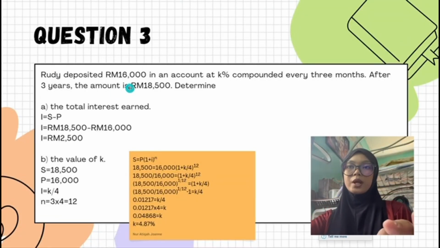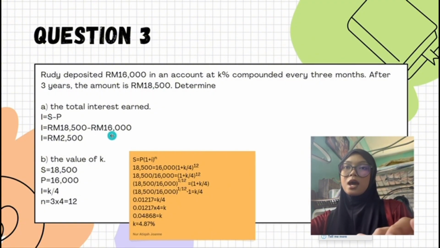So for question 3, Rudy deposits 16,000 in an account at k% compounded every 3 months. After 3 years, the amount is 18,500. Determine the total interest earned. So for the total interest earned, we can use this, which is I equals S minus P. So the future value we already know after 3 years, which is the amount is 18,500, and we will minus it with 16,000.